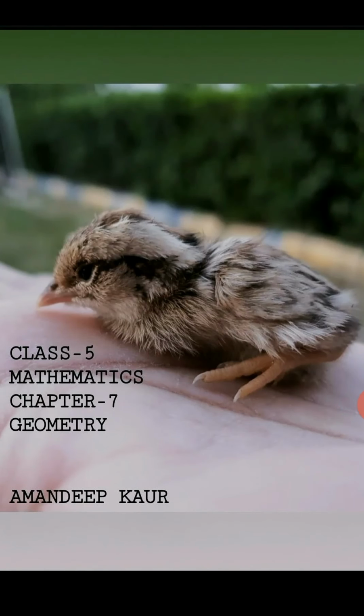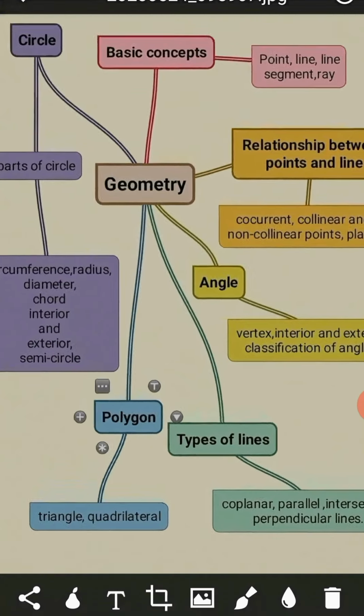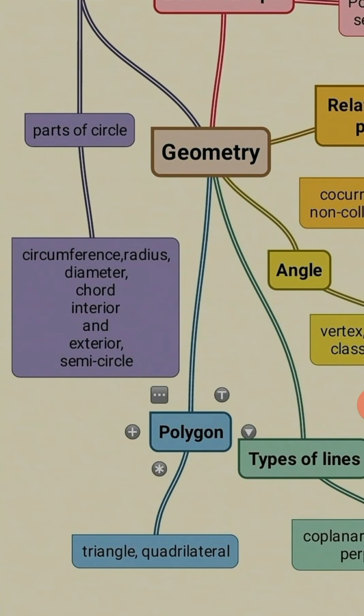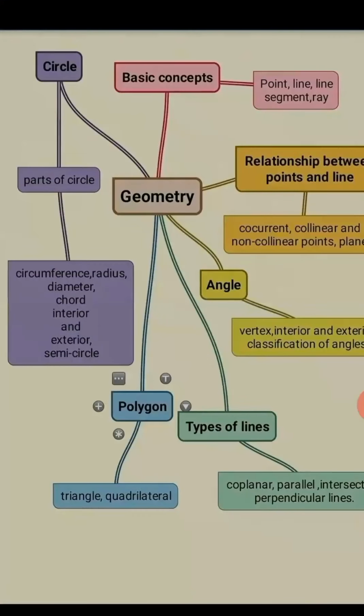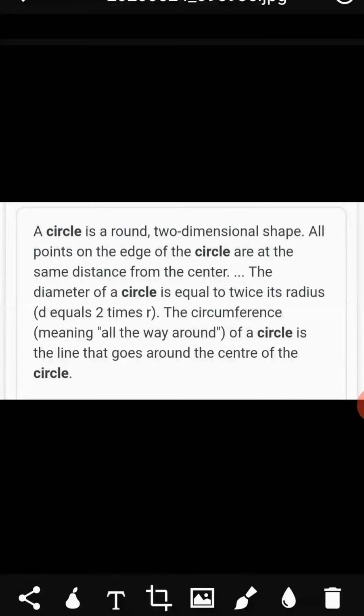We were on chapter 7 Geometry and this is the fourth video lecture of chapter Geometry. Today's topic is circle and its parts. Parts of the circle are circumference, radius, diameter, chord, interior and exterior part of circle and semicircle. So let's start. First of all, you must know the definition of circle.